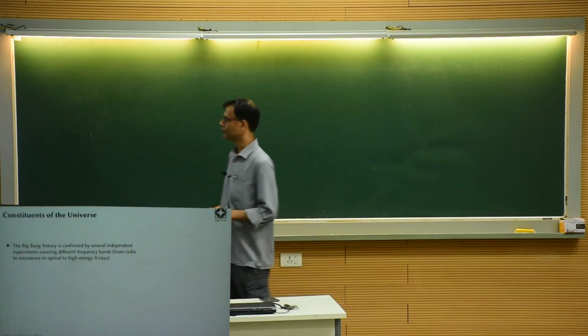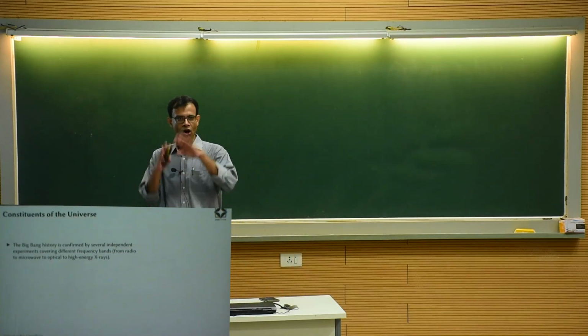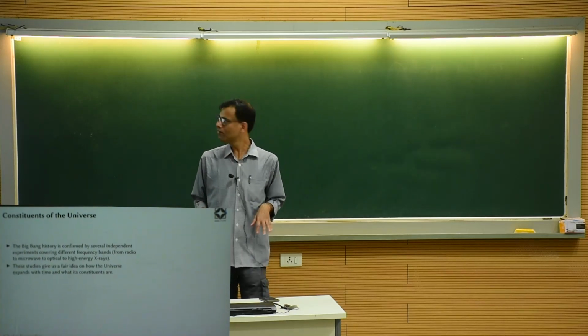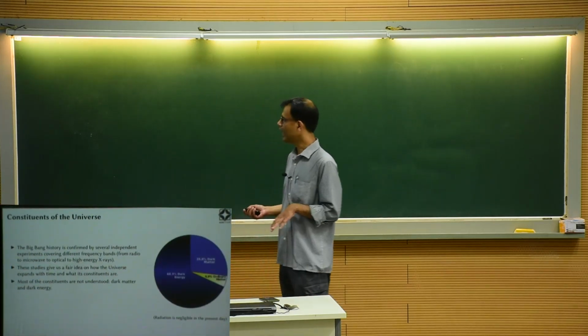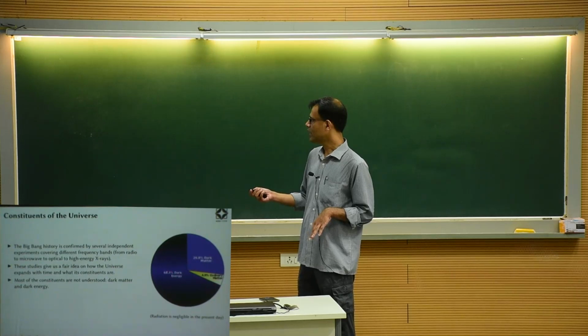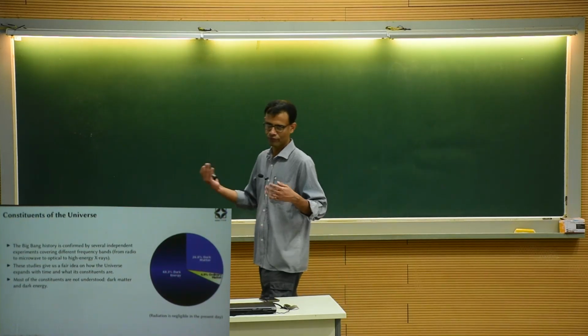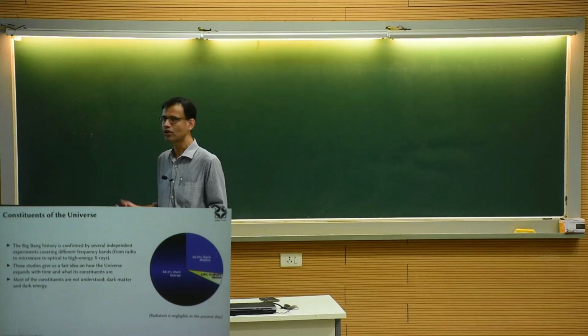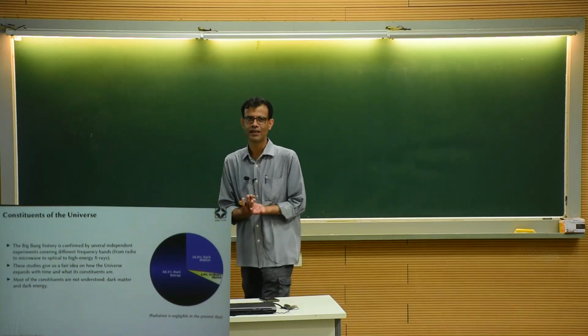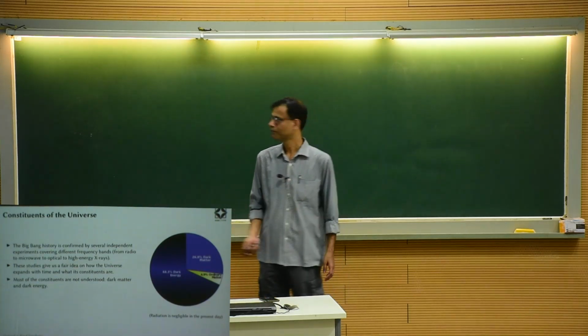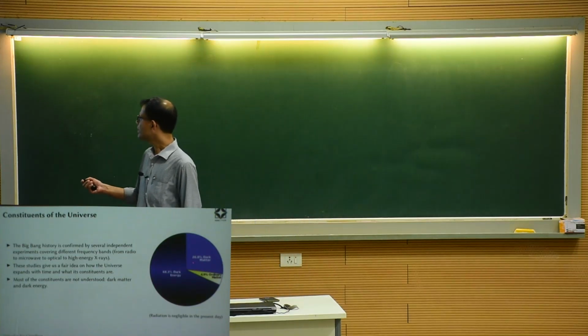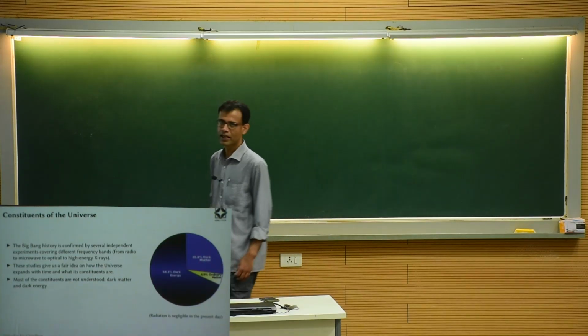But yeah, now this model has told us what the universe is made up of, and basically we now know that almost 70% of the universe is made up of dark energy. We have no idea what this is, but this is a very exotic kind of quantity which seems to have negative pressure. About 26%, 27% is made up of dark matter.